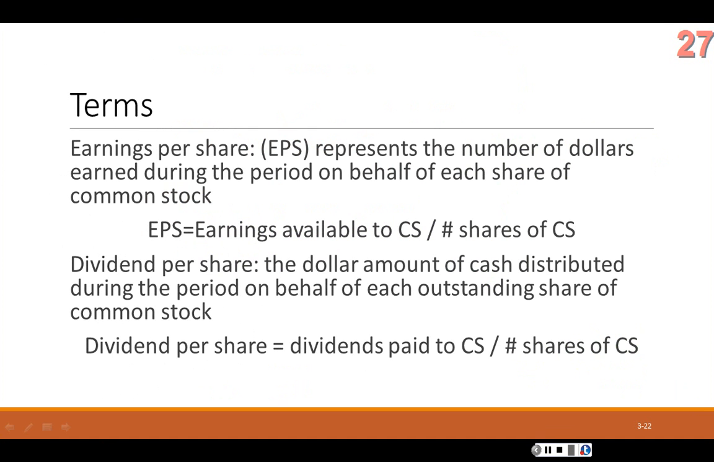From the income statement, you can calculate earnings per share. Earnings per share represents the number of dollars earned during the period on behalf of each share of common stock, and is calculated as earnings available to common shareholders over the number of shares of common stock. Dividends per share, very similar. It's the dollar amount of cash distributed during the period to each share of common stock. And to calculate dividends per share, it's dividends paid to common shareholders divided by the number of shares of common stock.